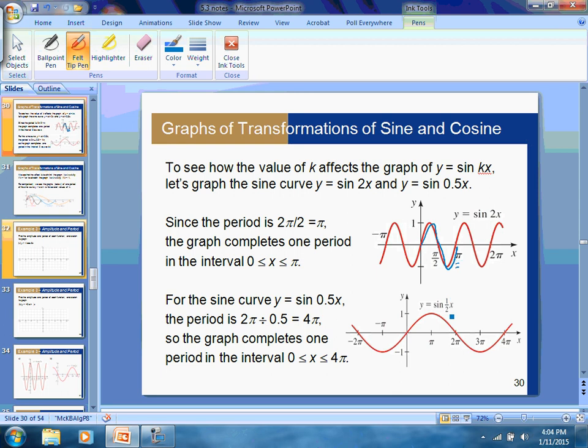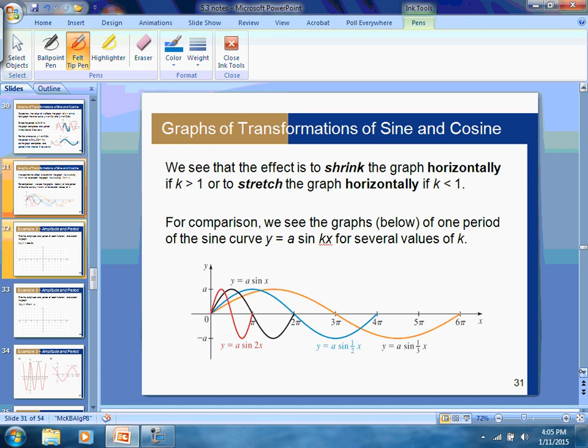And if we have a k value of 1/2, we're really multiplying by 2. So now it's going to take 4 pi to go up, and then back down, and then back up again. It takes 4 pi. It takes twice as long. So remember, for transformations, when we're dealing with a number that's being multiplied by the x in either the sine or the cosine curves, that's going to do the opposite in our table of values.